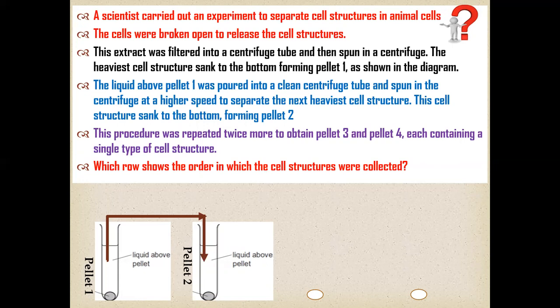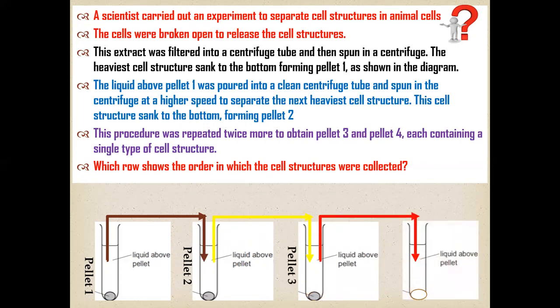We collected the liquid above pellet 2 and transferred it into the centrifuge machine. After centrifugation, we collected the next particles in test tube number 3, and the third heaviest particle settled down and produced pellet 3. In the same procedure, we repeated for test tube number 4, and this test tube number 4 gave us pellet 4.